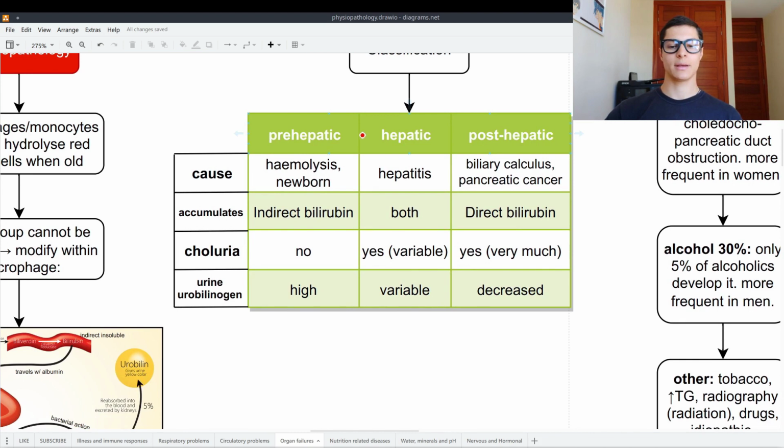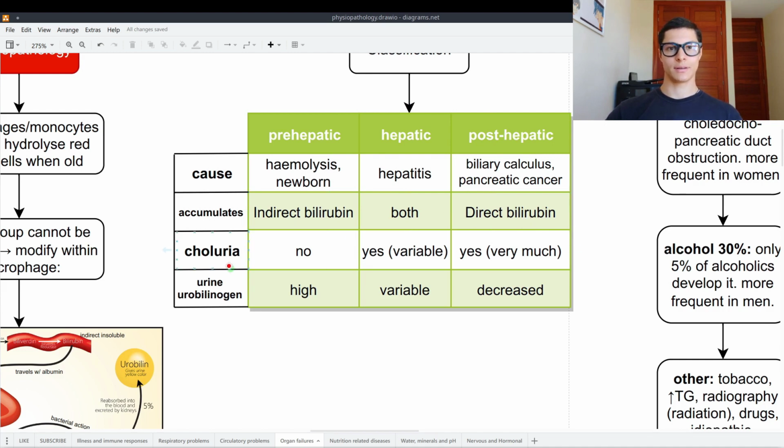So pre-hepatic, hepatic and post-hepatic jaundice. The cause of the pre-hepatic is the hemolysis or the situation in the newborns. In the hepatic is the hepatitis, and in the post-hepatic is the biliary calculus or pancreatic cancer. What accumulates in the pre-hepatic is the indirect bilirubin, because there is a lot of hemolysis and indeed the creation of bilirubin from the heme group. In the hepatic, both indirect and direct, and in the post-hepatic, the direct bilirubin is the one accumulated.